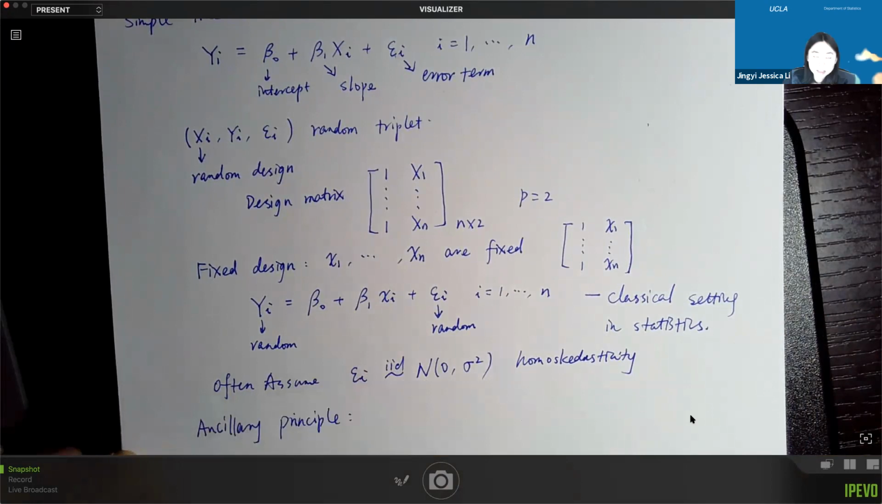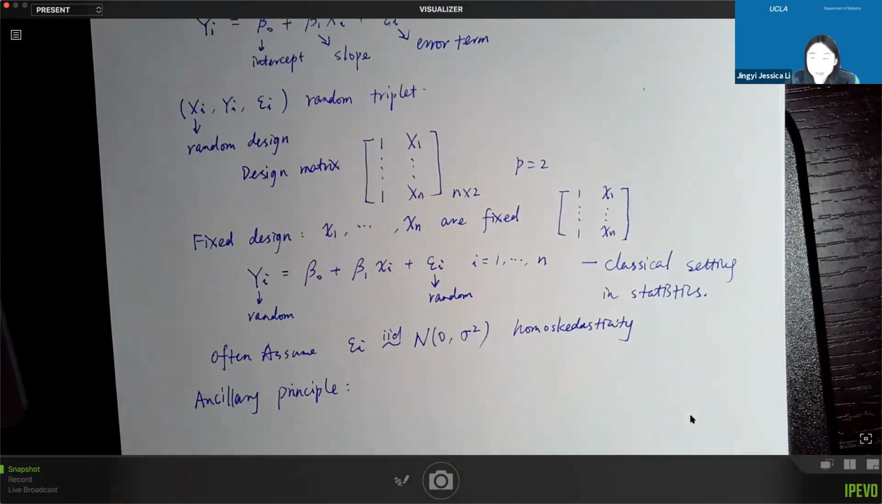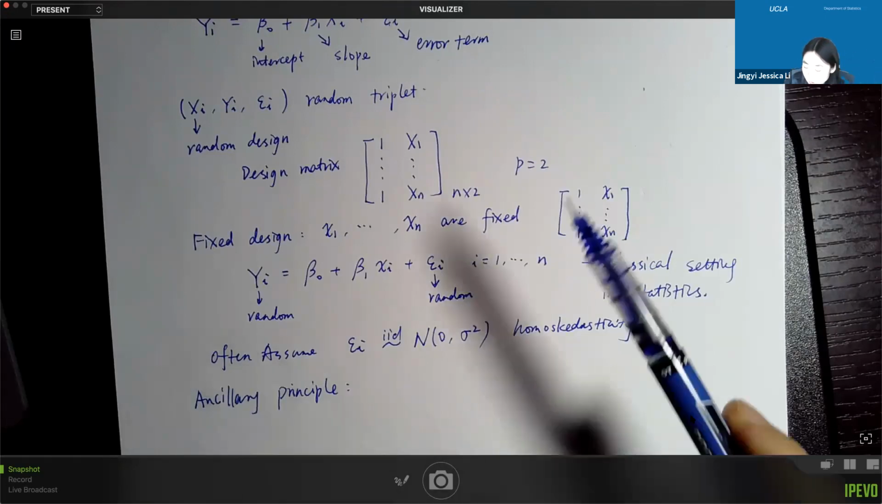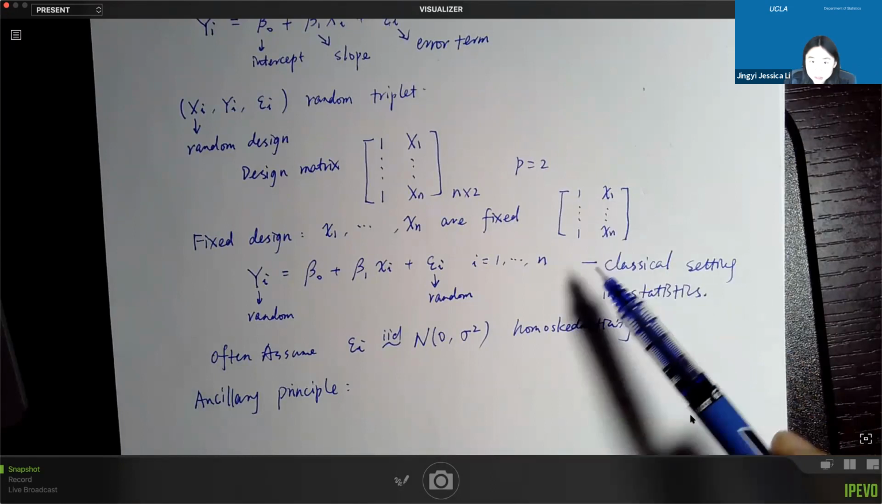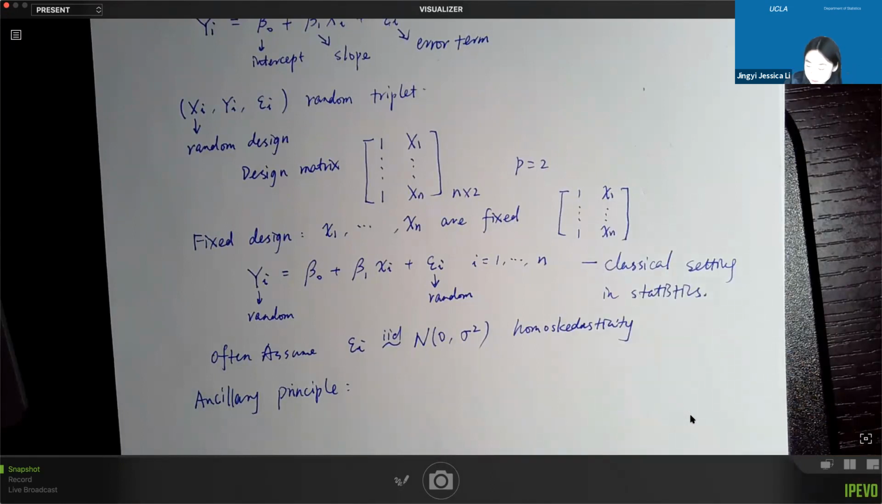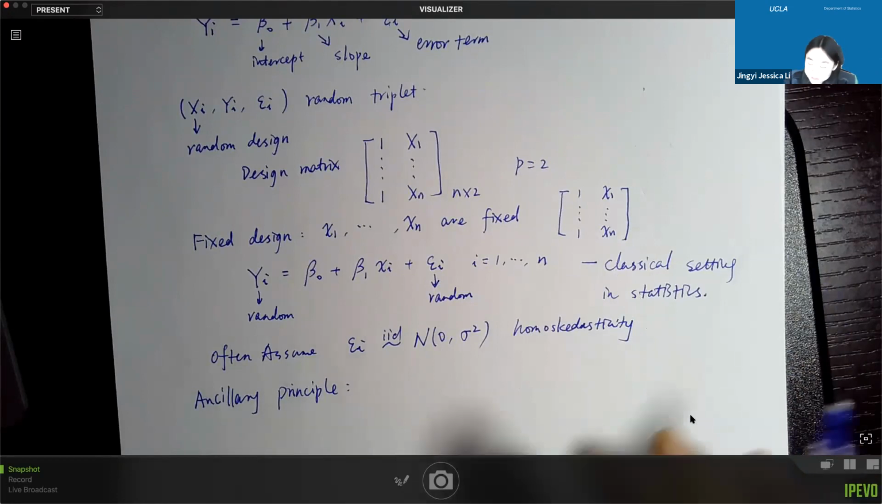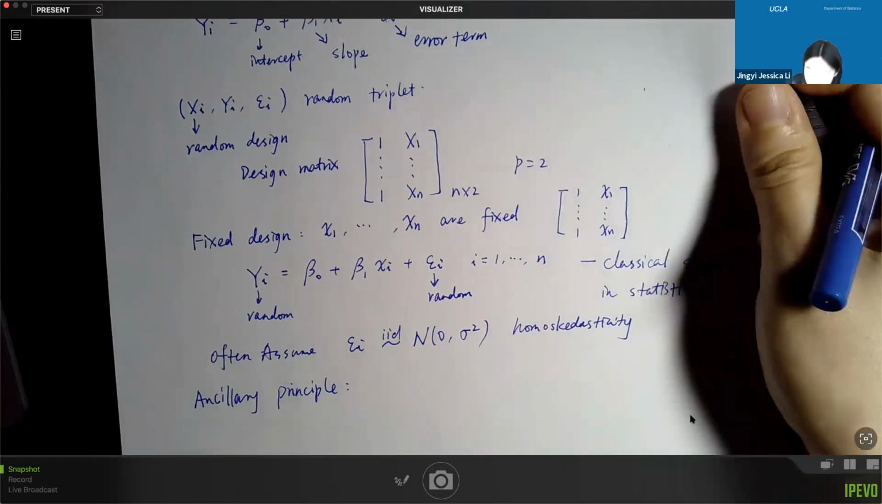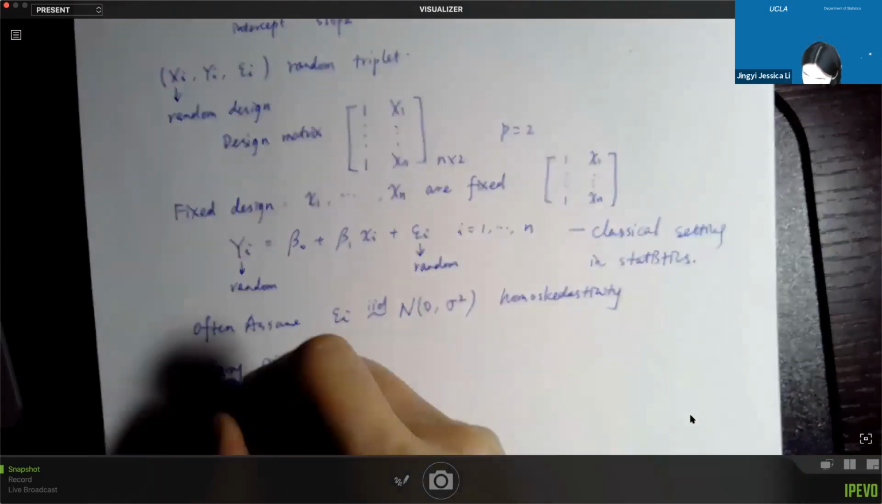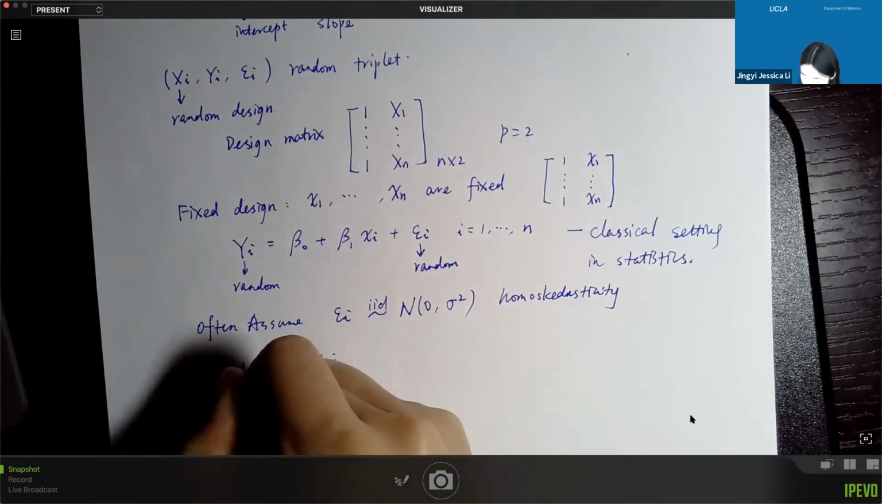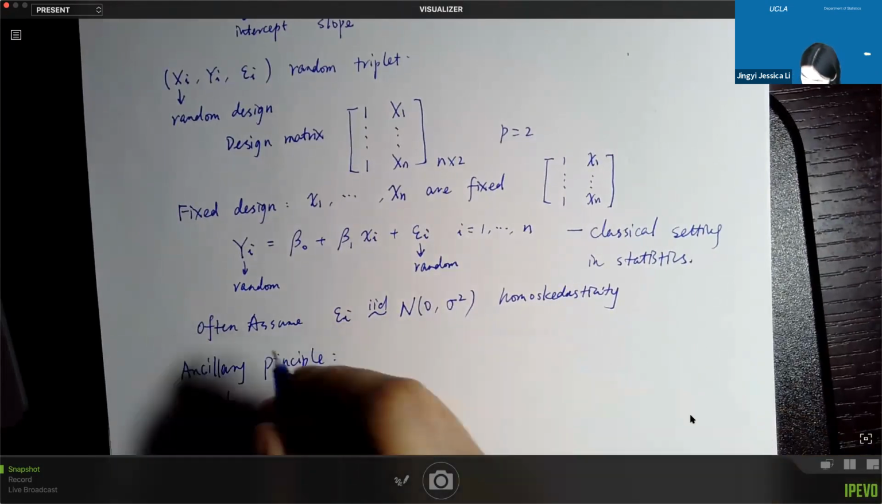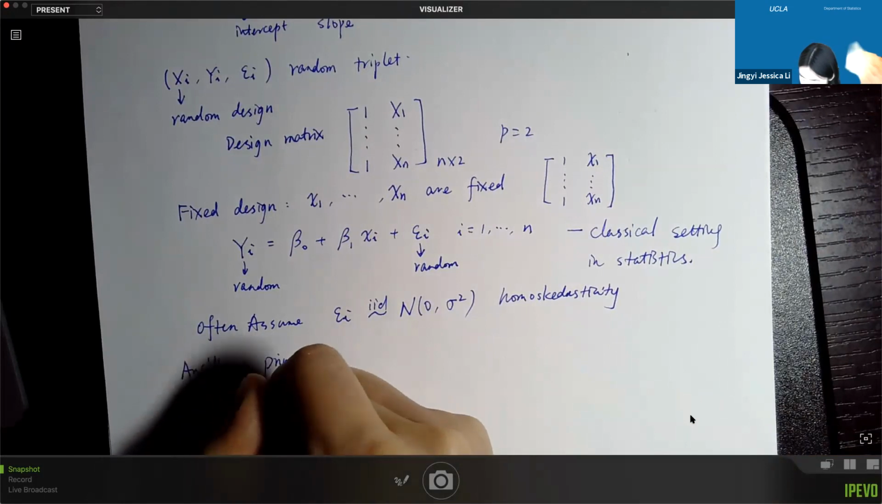And this ancillary principle is related to data generation. So if we believe that the data generation is such that we first sample our predictor values in our design, and given the predictor values, we generate our yi, then we can look at the joint density. I'm just going to call that x, y.